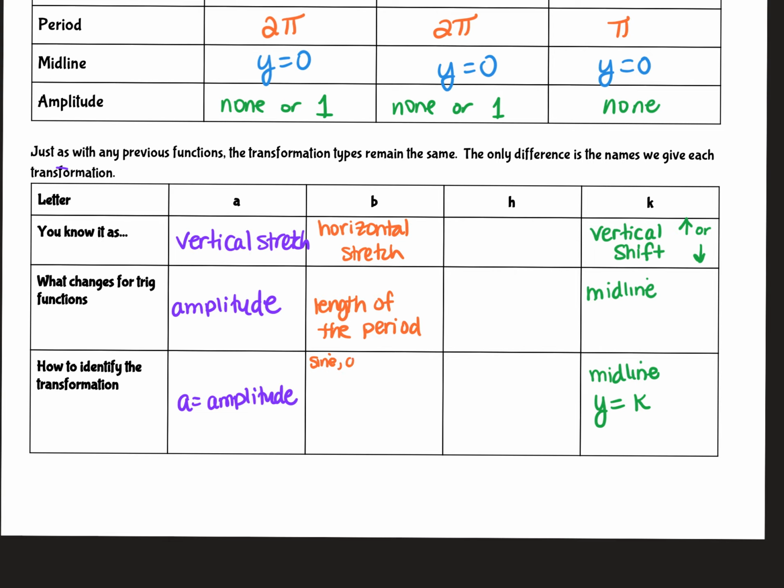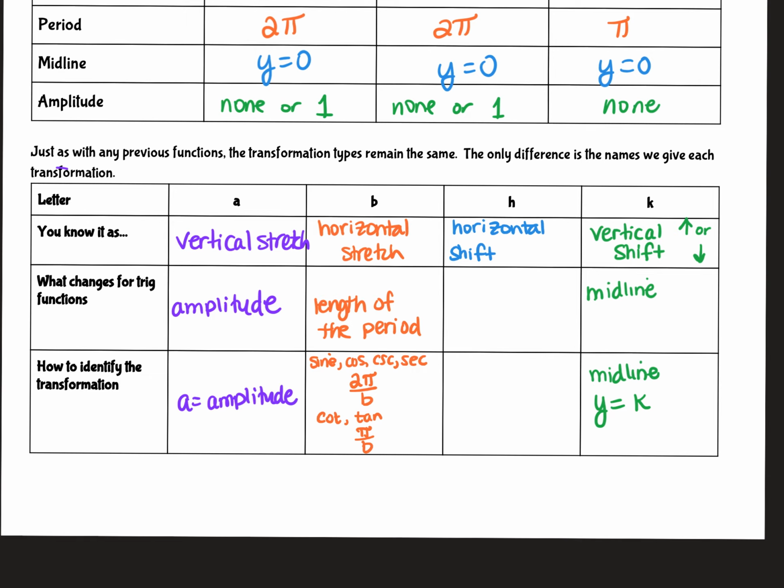For sine, cosine, cosecant, and secant, you're going to take the default period of 2 pi and divide by B. For cotangent and tangent, you'll take the default period and divide by B. So that would just be pi divided by B. And then finally for H, H you know as your horizontal shift. And that's one that I think most of you remember from last year.